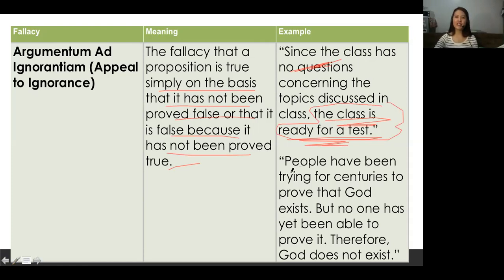People have been trying for centuries to prove that God exists, but no one has yet been able to prove it. Therefore, God does not exist. So, that is a fallacy. Ad ignorantiam. Kahit hindi mo alam, even though wala kang pruweba, hindi ka pwedeng mag-conclude. Because that is appeal to ignorance. You need to read a lot of references, legitimate references, analyze everything, talk to experts, and etc. before you conclude that God does not exist. Okay? Exist or not exist.